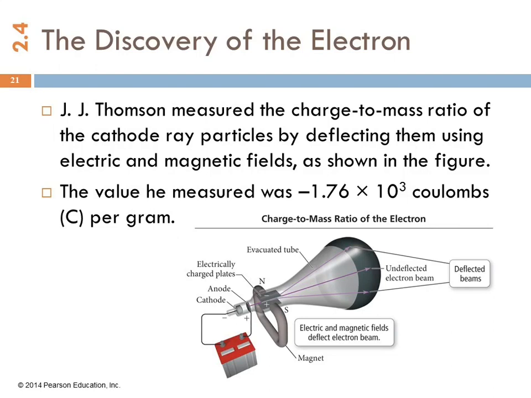So he was able to measure the charge to mass ratio of those cathode ray particles, and in case you haven't guessed, those cathode ray particles end up being electrons. He could find the charge to mass ratio by deflecting them using electric and magnetic fields. So here he's got the cathode generating the cathode ray, and then he uses electrically charged plates and magnets to deflect it. And he could measure the deflection of the beam, and based on that, he found that the charge to mass ratio was minus 1.76 times 10 to the third coulombs per gram of particles.